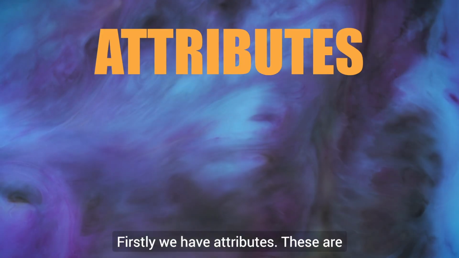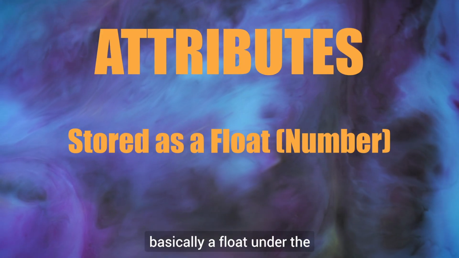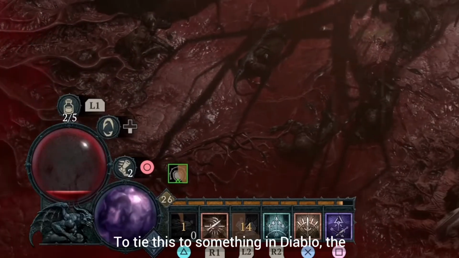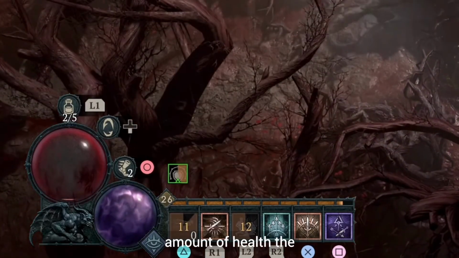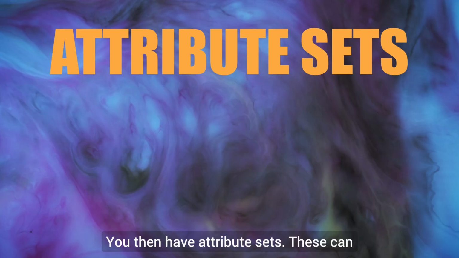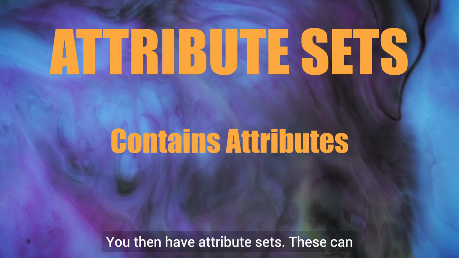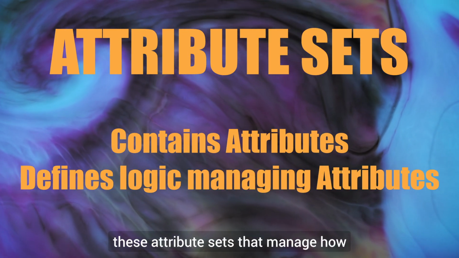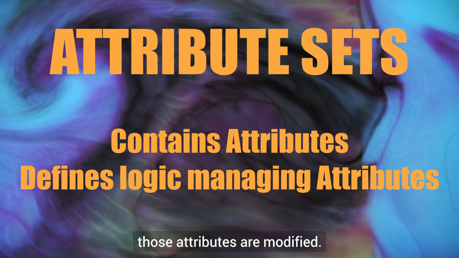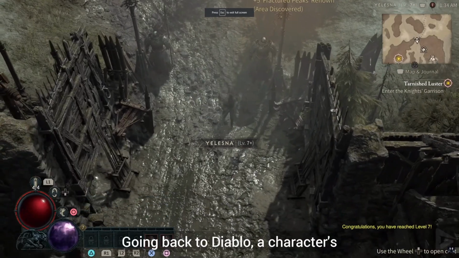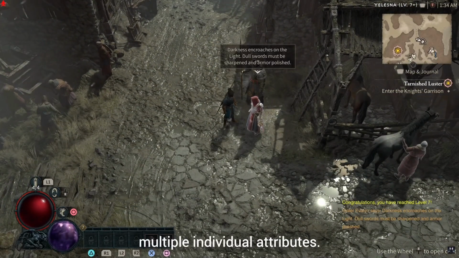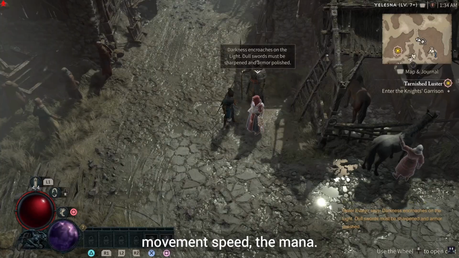Firstly, we have attributes. These are basically a float under the hood, which is just a number. They are modified by gameplay effects. To tie this to something in Diablo, the amount of health the character has would be an attribute. You then have attribute sets. These can contain one or many attributes. You can also then define logic inside these attribute sets that manage how those attributes are modified. Going back to Diablo, a character's attribute set might be made up of multiple individual attributes. For example, the health, the movement speed, the mana.